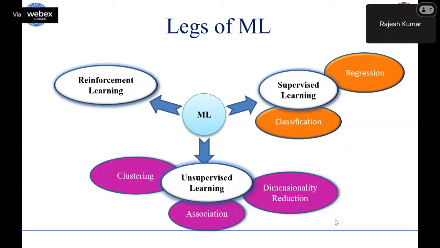Let's divide it further. What can be done there? In supervised learning, we usually perform two operations. In most of the algorithms, we usually go for two operations, that is regression or classification. So in one case, we are looking for a new value.